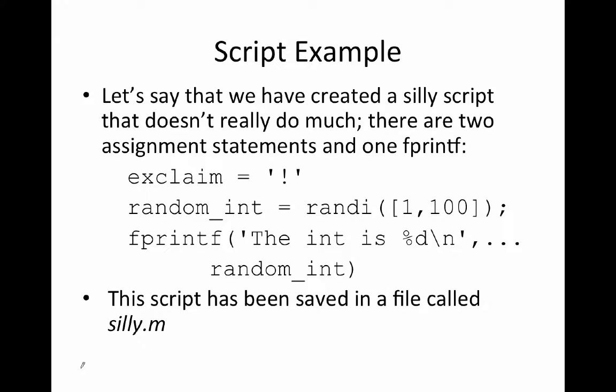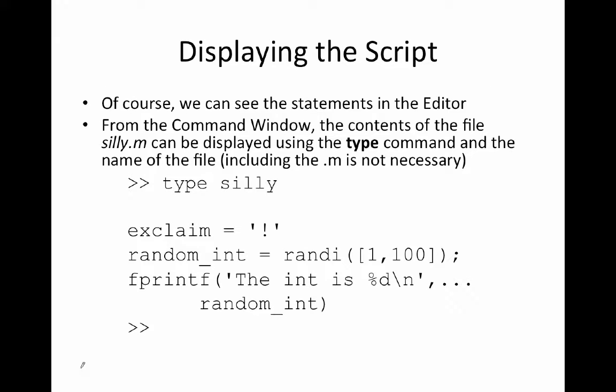The script is saved in a file called silly.m. So we typed in these 3 lines and saved them in a file called silly.m. So of course when you're in the editor you can see the statements. From the command window, the contents of the file silly.m can be displayed using the type command. So what you do is at the prompt, type and then the name of the file.